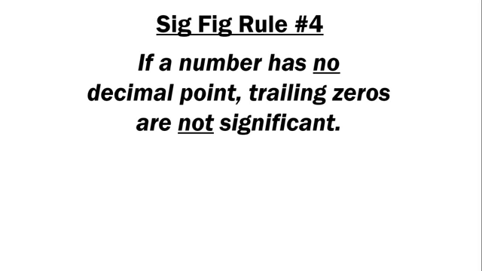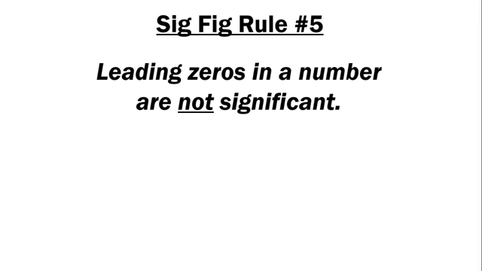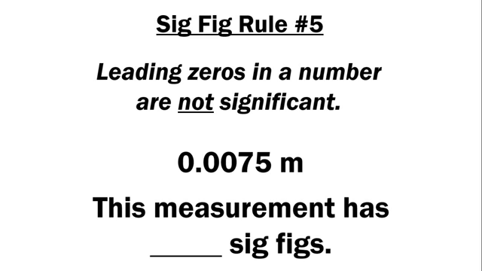Sig fig rule number 4, if there are no decimal points in the number, then the trailing zeros do not count as significant. So 500 does not have a decimal. Therefore, this measurement of 500 liters would only have 1 sig fig. And then finally, sig fig rule number 5, if there are any leading zeros in a number, so typically for a number that's less than 1, any leading zeros are not significant. In this case, 0.0075 meters has 2 sig figs.